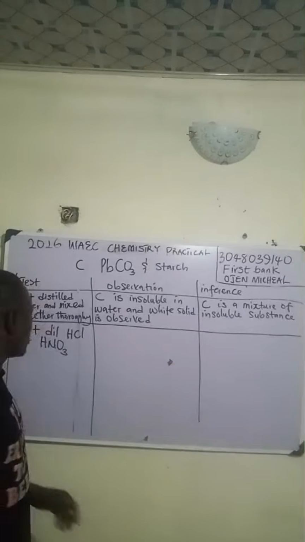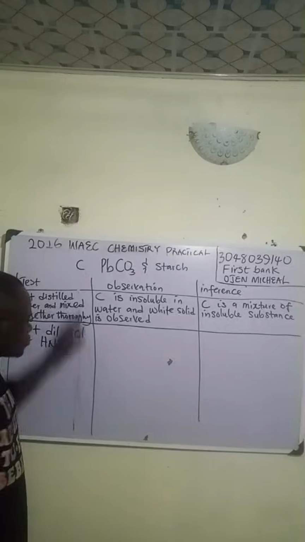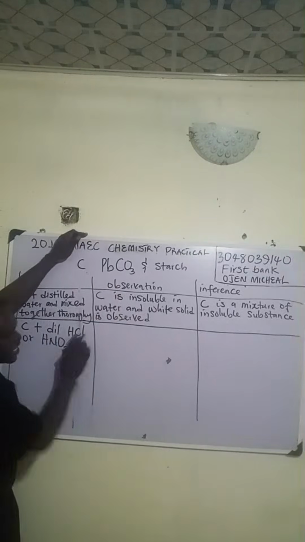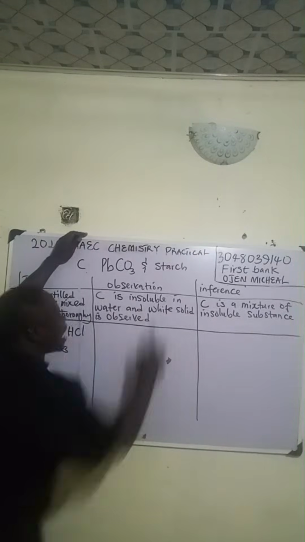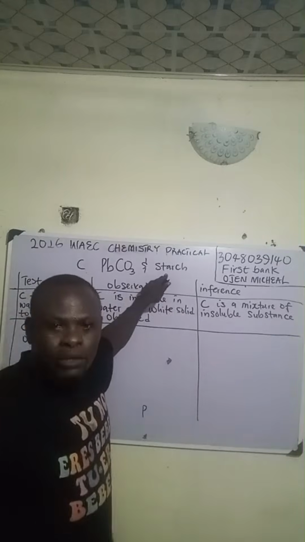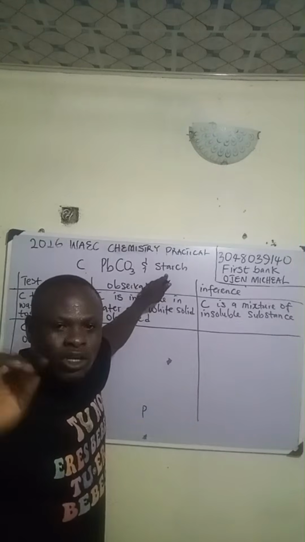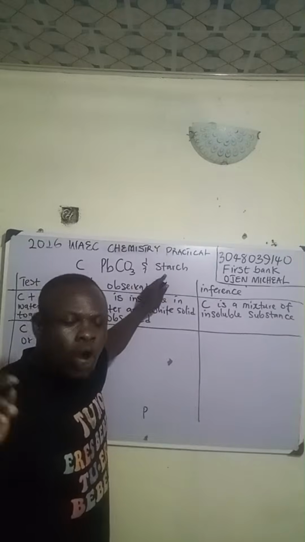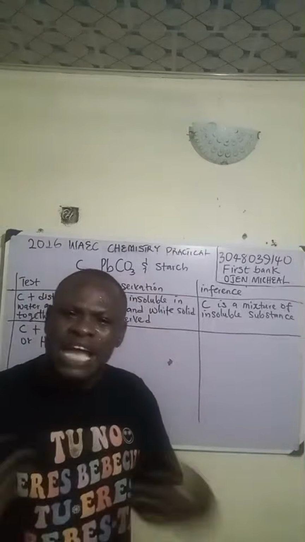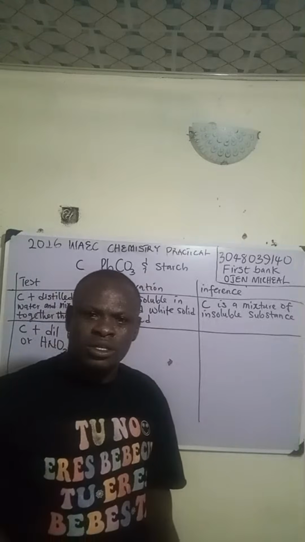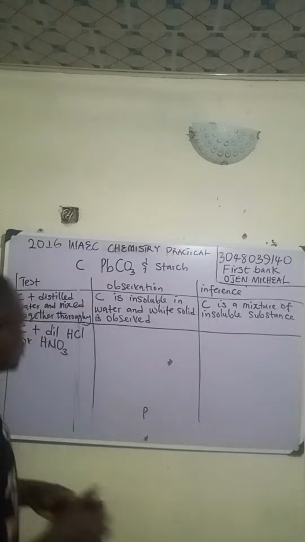When you use HCl, look at what happens. If you put HCl, look at here, we have P. Now remember, starch does not react with any acid. Someone came to my comment section and said that starch will react with acid. How will starch react with acid? So you have to read your chemistry very well.